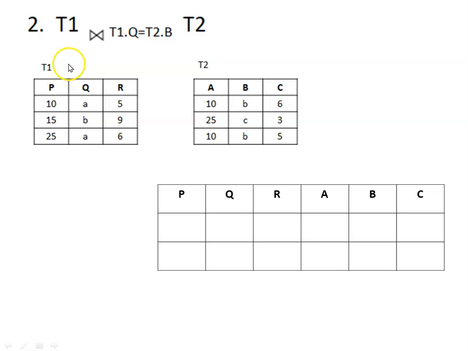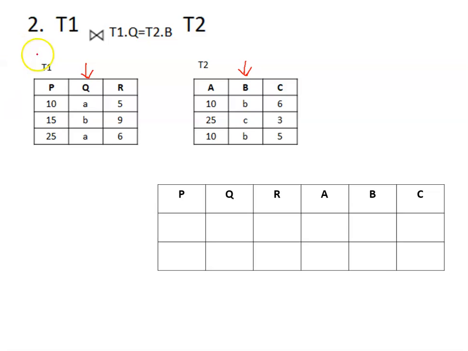problem. Over here I am considering the same relations through all the problems. So T1 equi-join T2, where the join attribute from T1 is T1.Q and the join attribute from T2 is T2.B. Now from relation T1 it is attribute Q and from relation T2 it is attribute B. To have a join the domain must be the same, and in this case the domain is the same, it is character.